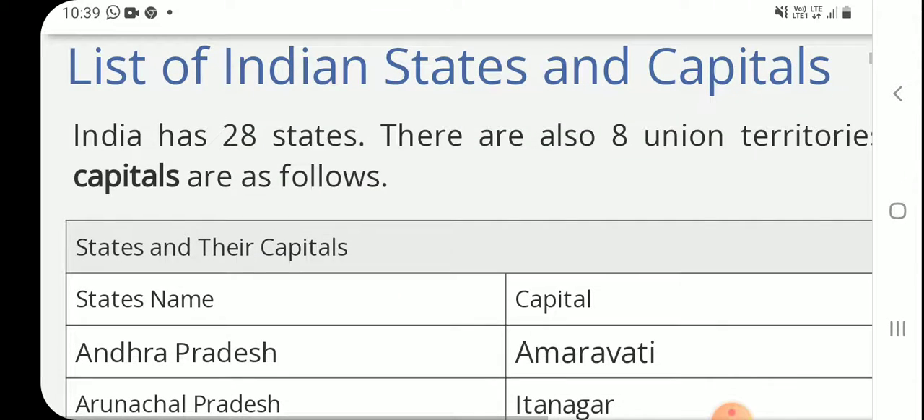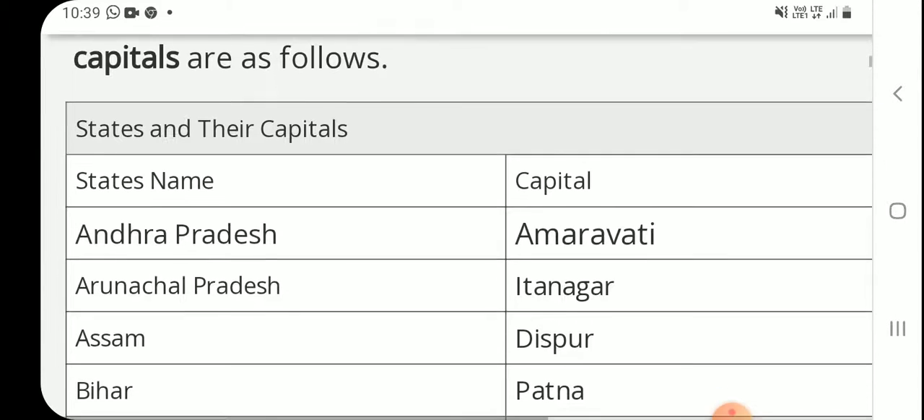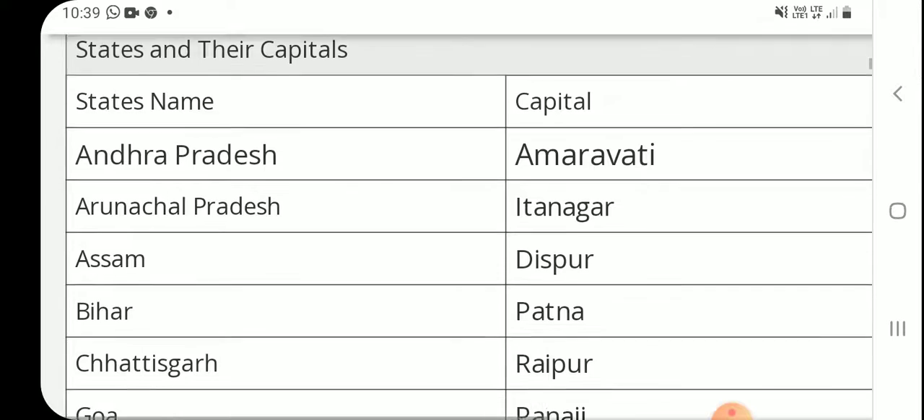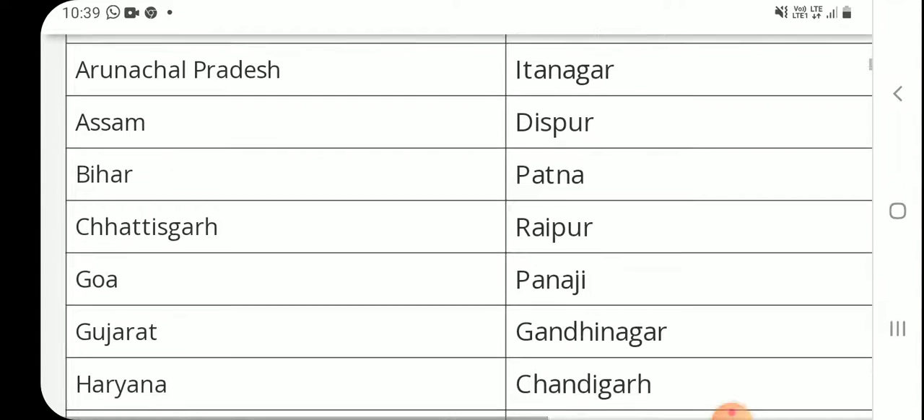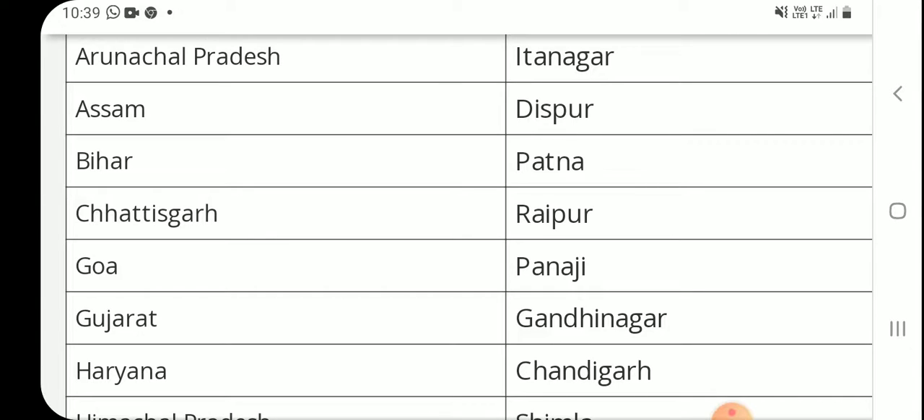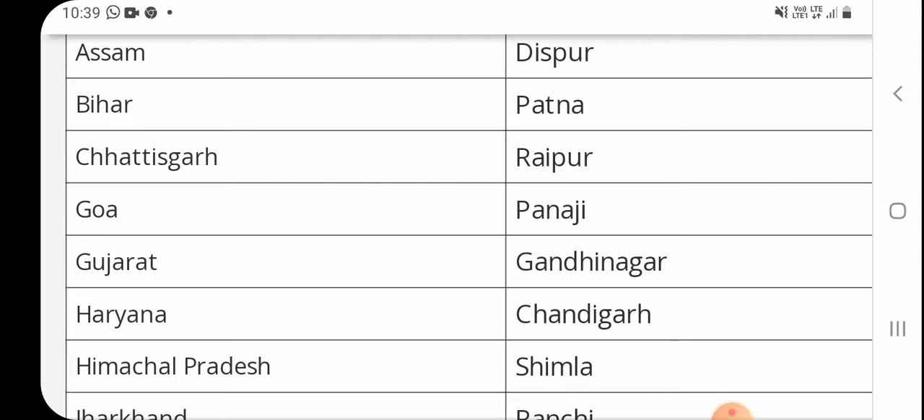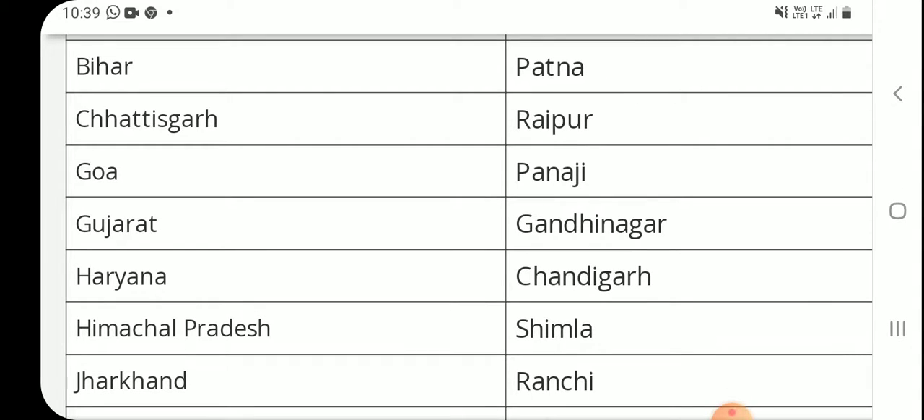State and their capitals. State's name and capital's name. We will watch. First state, Andhra Pradesh. Its capital, Amravati. Second, Arunachal Pradesh, Itanagar. Assam, Dispur. Bihar, Patna.